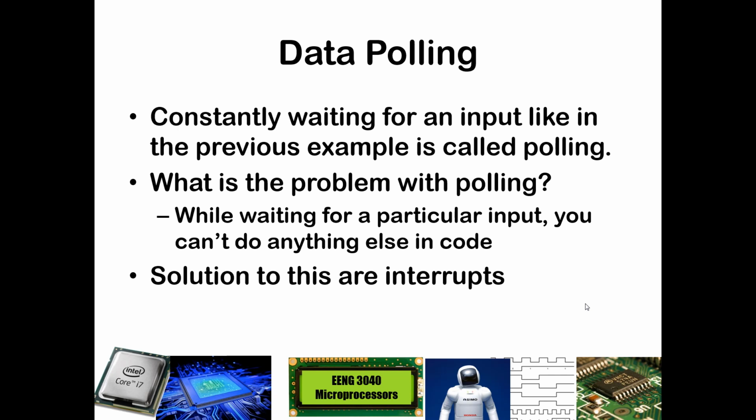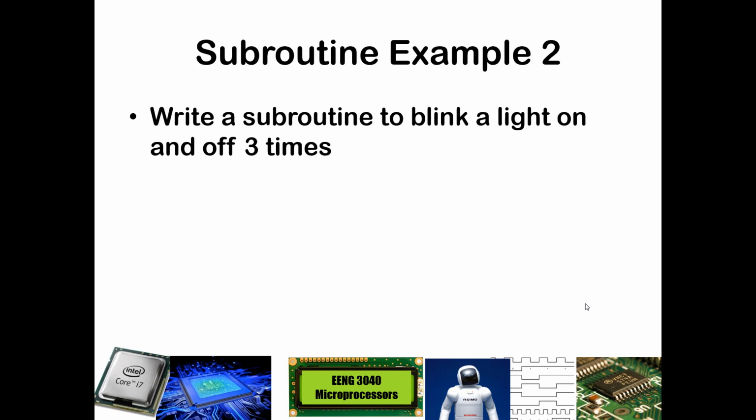The solution to data polling is interrupts. We have not yet talked about interrupts in this code, but that will come later on. Effectively, an interrupt is handling something in real time as soon as it happens, while being able to continue executing other code in the meantime while you wait. So more about this in a future lecture. We'll have a future lecture dedicated exclusively to interrupts.